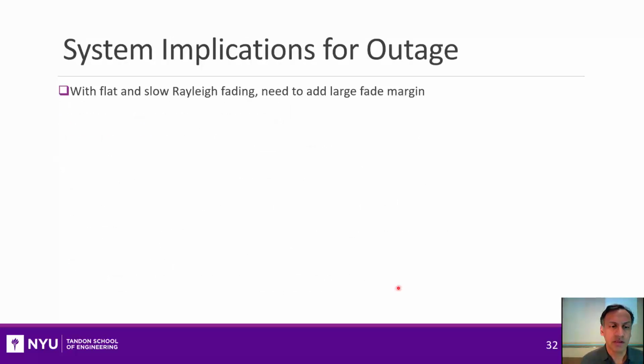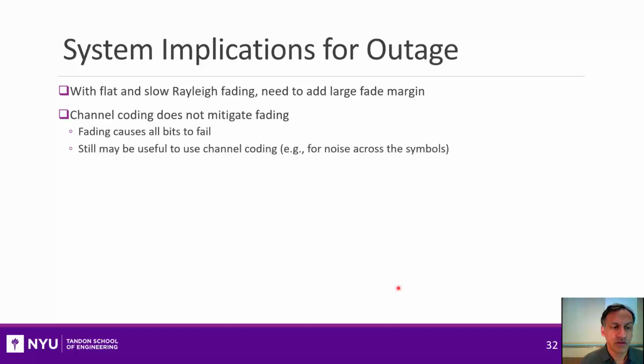So what are the implications? If you have both flat and slow Rayleigh fading, you will have to add a very large fade margin to try to get reliable communication. One of the implications here is that channel coding is not really fundamentally mitigating fading. That makes sense because the fading is causing all bits to fail, so you can't benefit from the redundancy for mitigating fading.